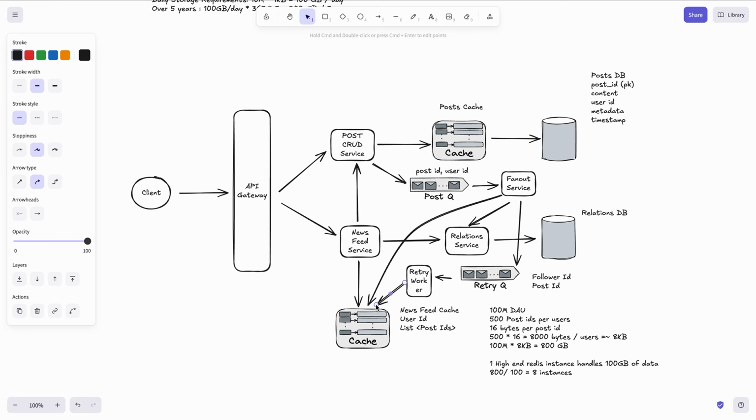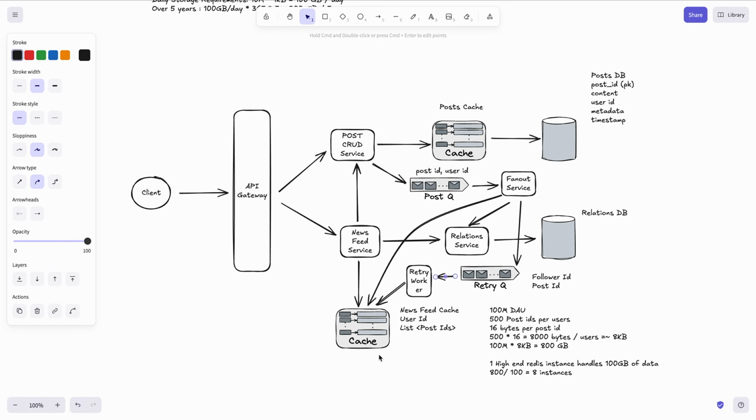So this retrying can be done with an exponential backoff strategy where the delay between retries increases with each failed attempt. This prevents the thundering herd of retries on a temporarily overloaded cache, and this ensures that our posts are reliably delivered and updated in a user's newsfeed cache.